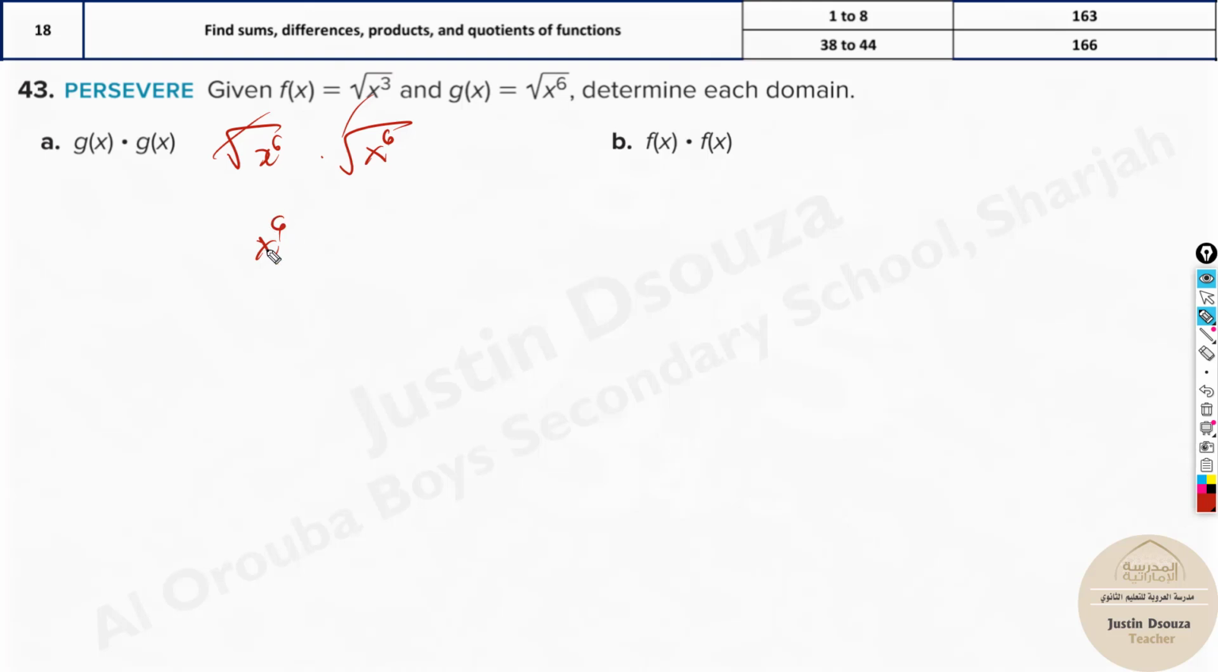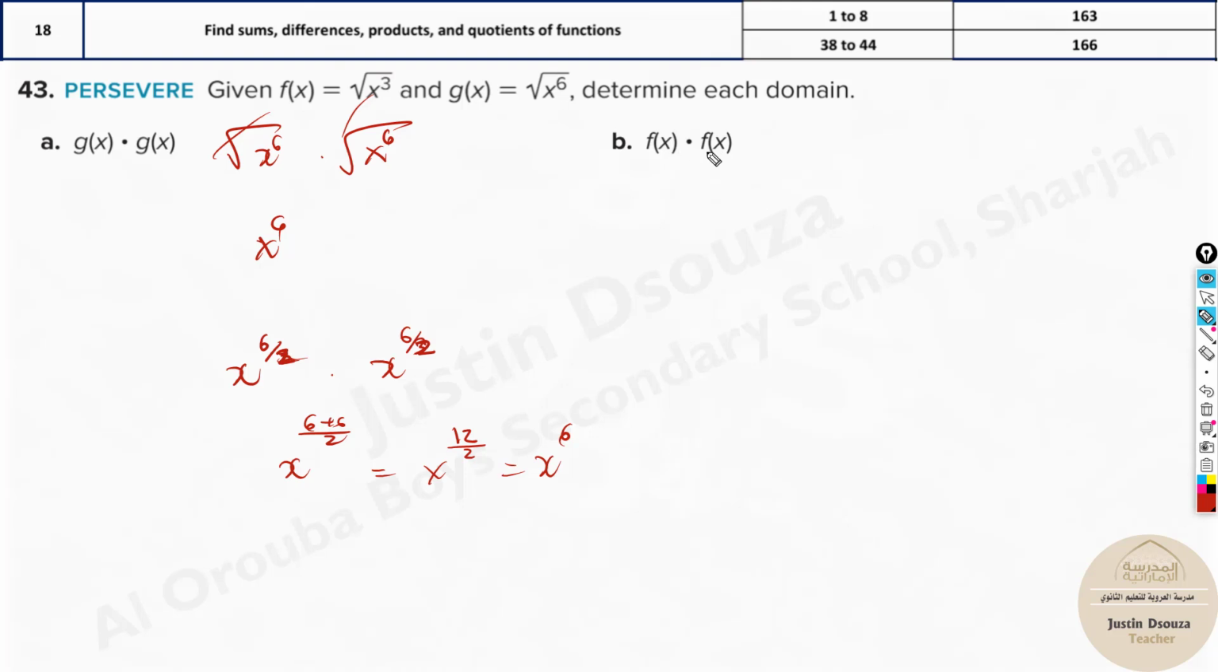Otherwise, if you're getting confused like this, you can just write what the square root means. It is power 1 by 2, and this is 6 by 2. Sorry, this is 2, not a cube root, it's a square root. It's always 2, so this is 6 divided by 2 and 6 divided by 2. So you can solve them up. 6 plus 6 divided by 2, because the denominators are the same, add the numerators. So you will have 12 divided by 2, and that is x to the power 6.